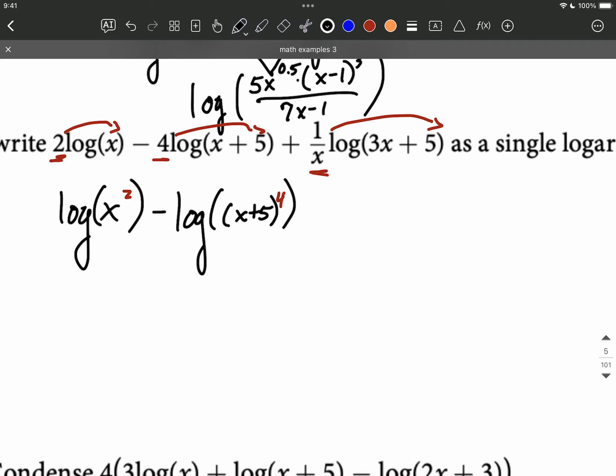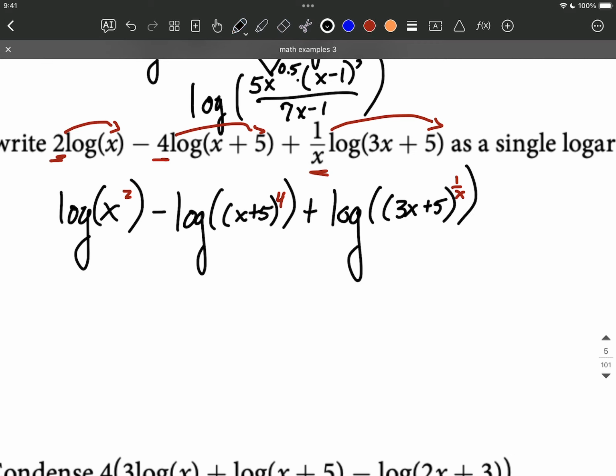And note that 4 doesn't go to the x and the 5. It goes and gets attached to everything on the inside of that logarithm. So think of that x plus 5 was in parentheses raised to the first power. Now the 4 goes up into that exponent. Okay, and then where are we? Have plus log of, again, 3x plus 5. Everything on the inside there now gets an exponent of 1 over x.